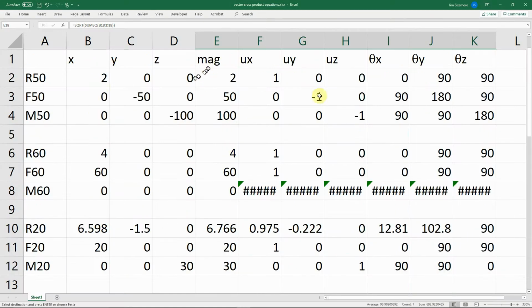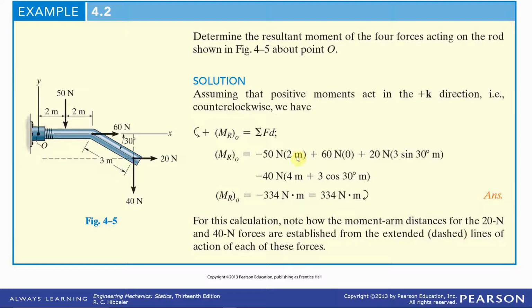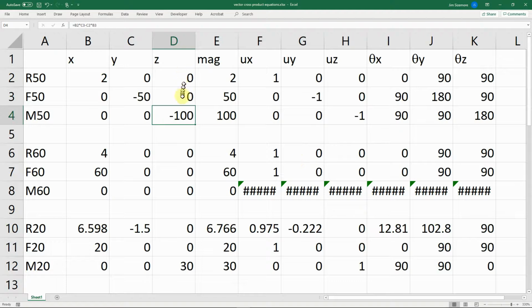So here is the lever arm. Oops, come on, you silly machine. There it is. Lever arm. 2 in the x direction, negative 50 in the y, negative 100, so that's tending clockwise. Just like before. Right here. No forces in the z at all, by the way.